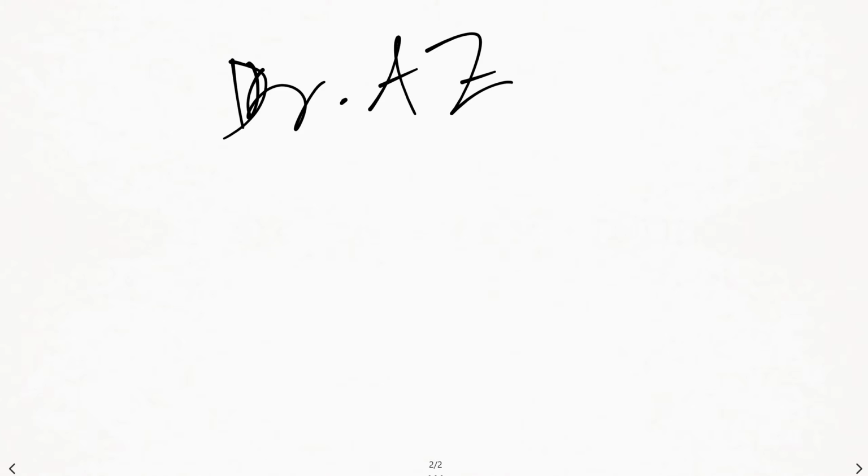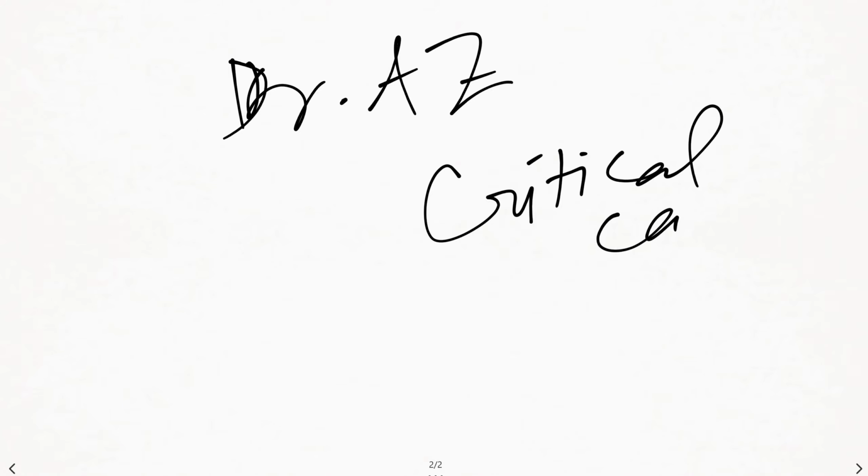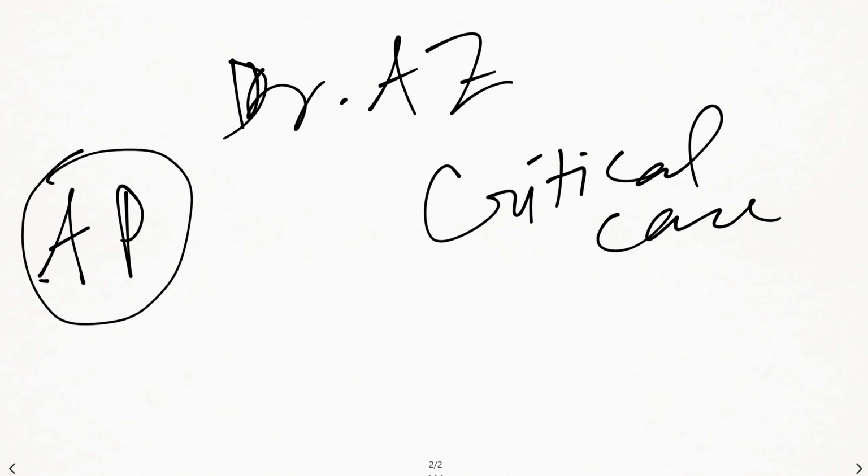And we are discussing a critical care station, and specifically we are discussing acute pancreatitis here. So this is the second lecture in this station. We are going to see what the next questions are that the examiner is going to ask you now.